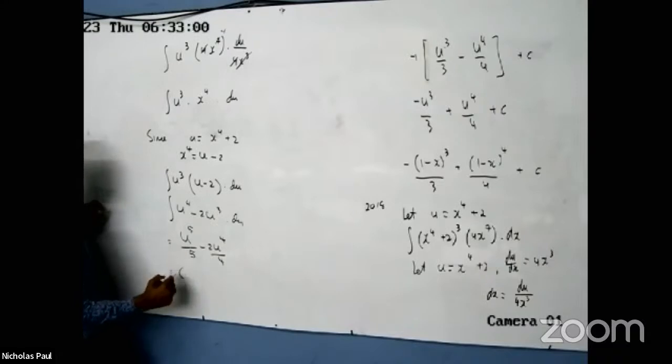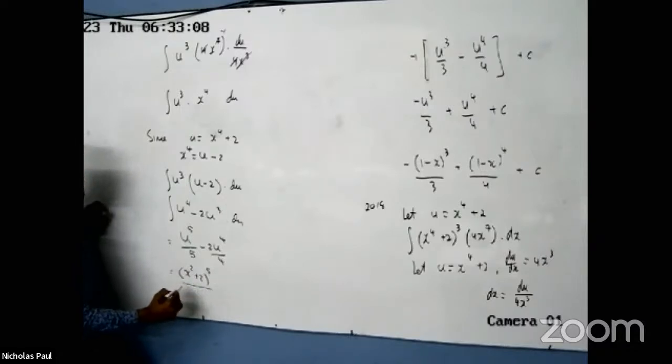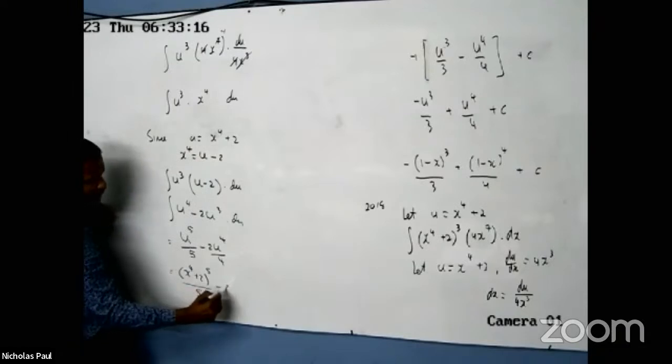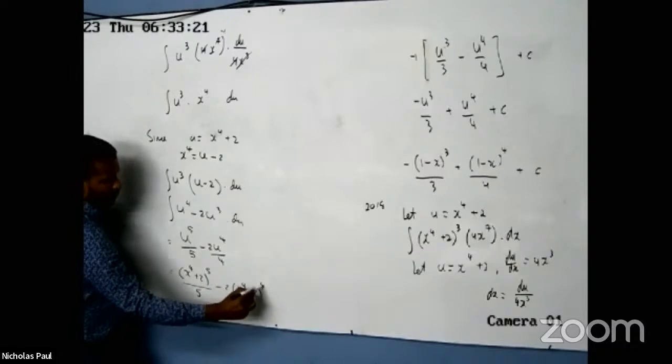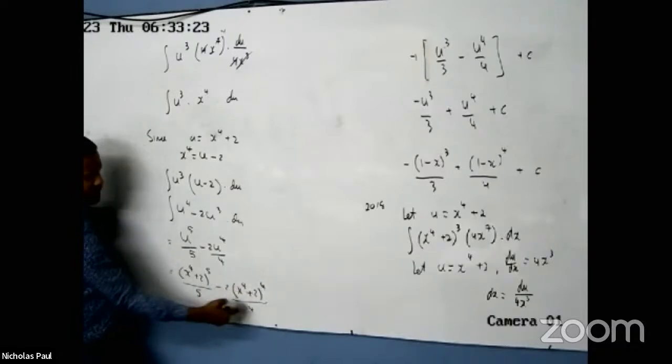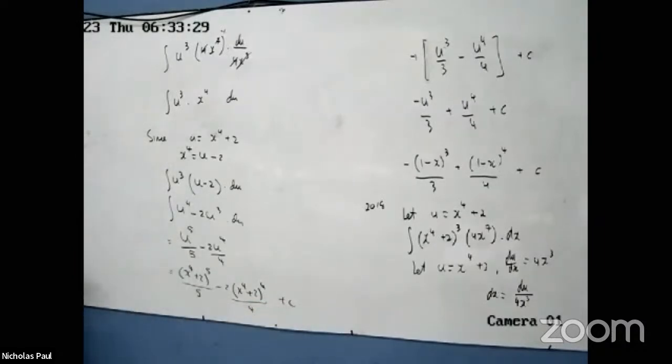What was u again? Right. x to the power of 4 plus 2, all to the 5. So we get x to the power of 4 plus 2 all to the power of 5 over 5 minus 2 x to the power of 4 plus 2 over 4 all over 4. You can simplify that to 1 plus c. That's okay?